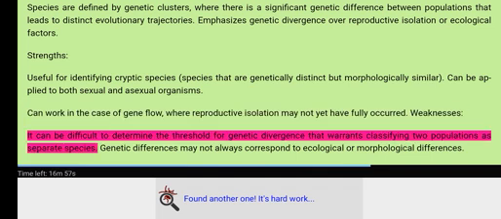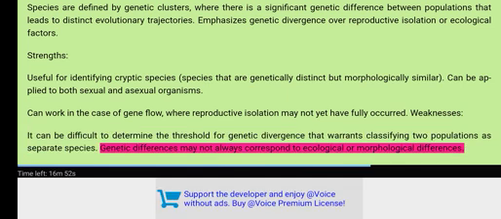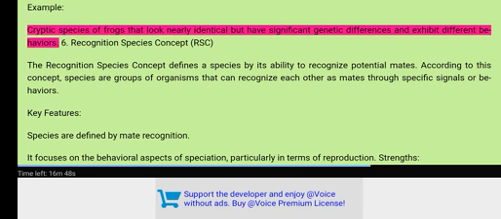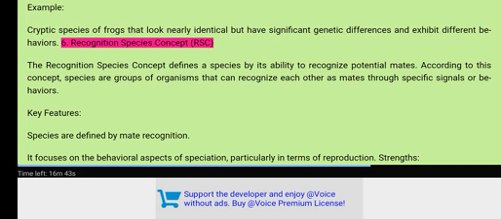Weaknesses: it can be difficult to determine the threshold for genetic divergence that warrants classifying two populations as separate species. Genetic differences may not always correspond to ecological or morphological differences. Example: cryptic species of frogs that look nearly identical but have significant genetic differences and exhibit different behaviors. 6. Recognition species concept, RSC.